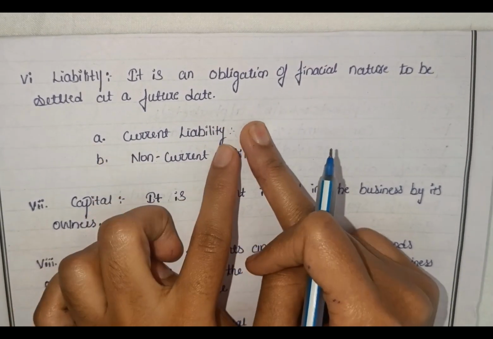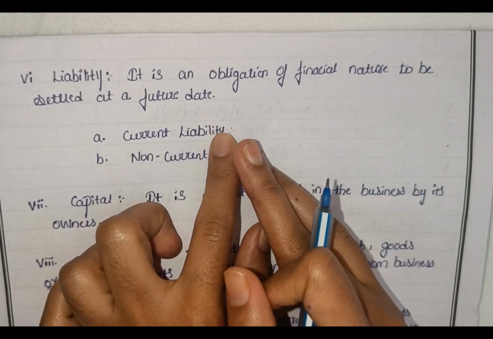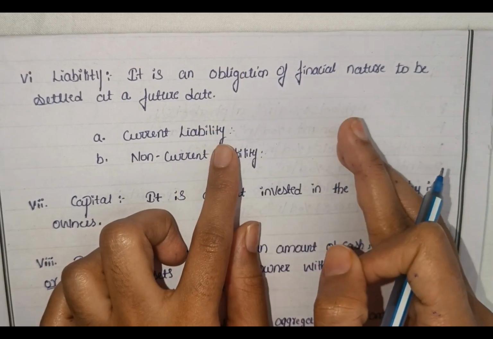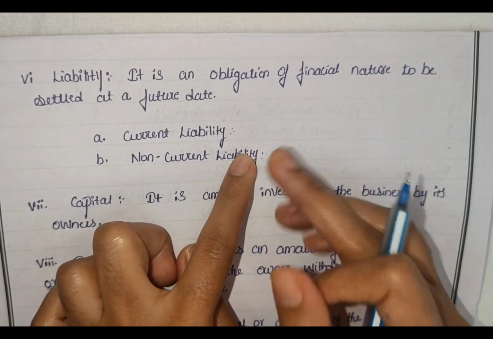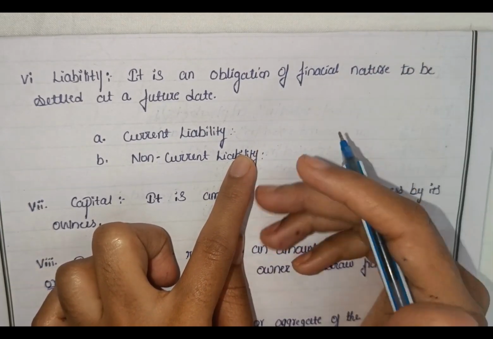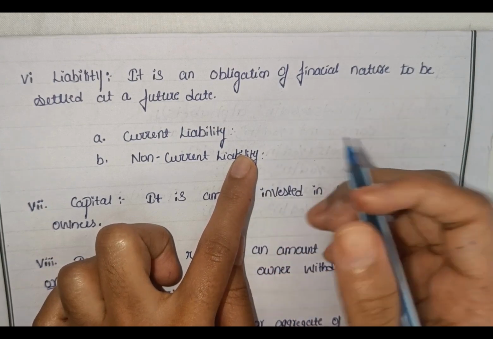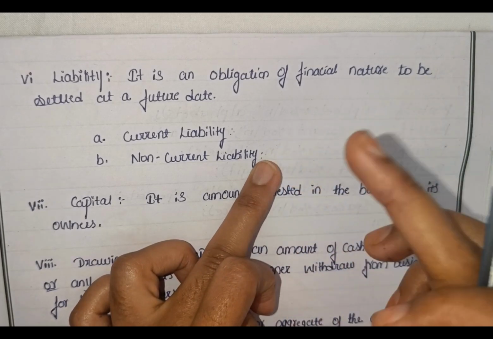Current liability means the liability does not exceed 1 year. It is always before the year that we have to settle the payment. Non-current liability means it exceeds, it's more than a year. On the basis of their agreement, the company will pay it. It's called a liability.